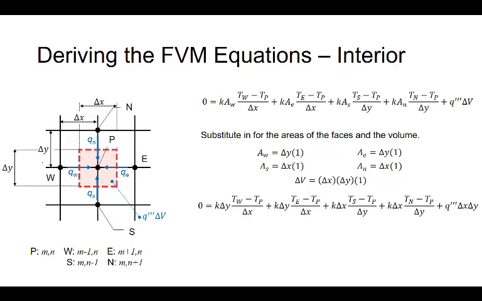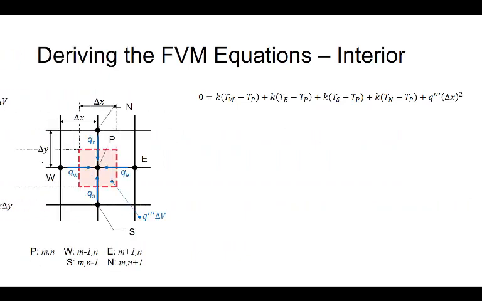With these substitutions, the finite volume equation becomes the following version. The areas have been replaced by their appropriate definitions, as well as the volume. If we employ a numerical mesh in which the nodal spacing in the x and the y directions are equal, then we can further simplify the governing equation. Here I have noted this equivalency.